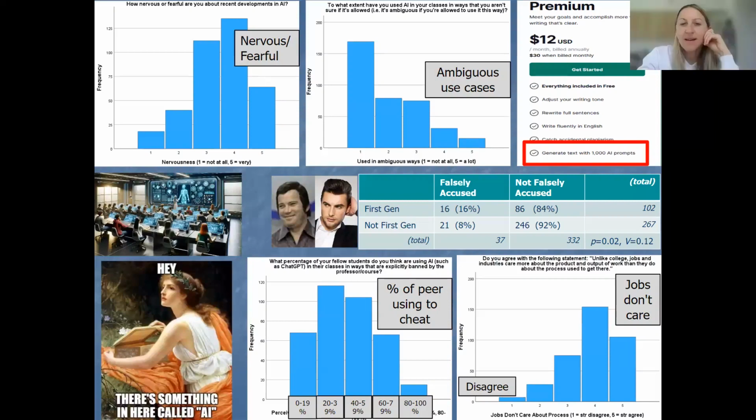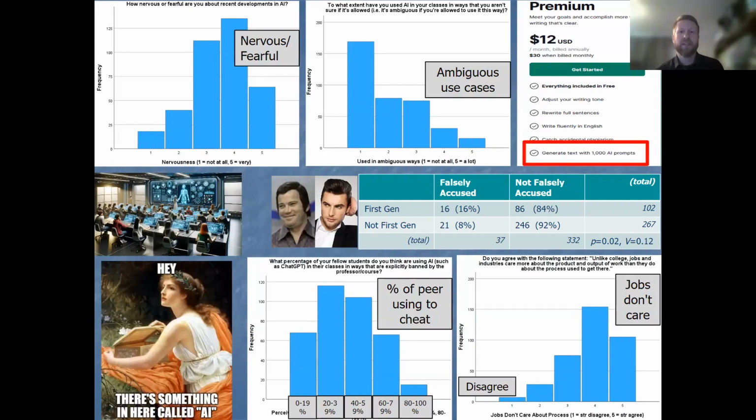Hi, just one last question from my side. Can you explain or contextualize a little bit more the particular result of 246, 92% not falsely accused for not first gen? Can you just elaborate on the result a little more compared to the other data?